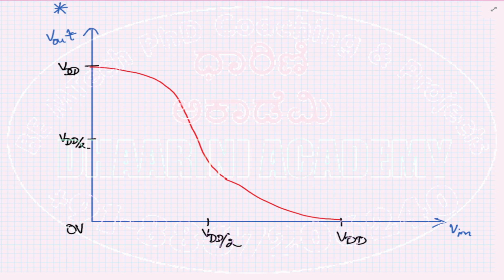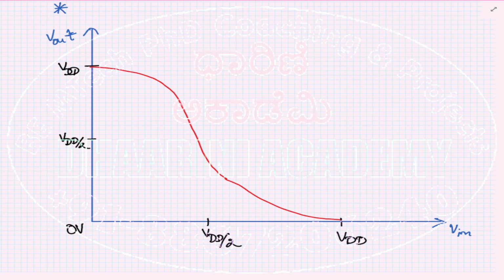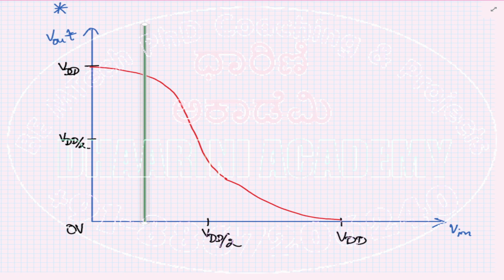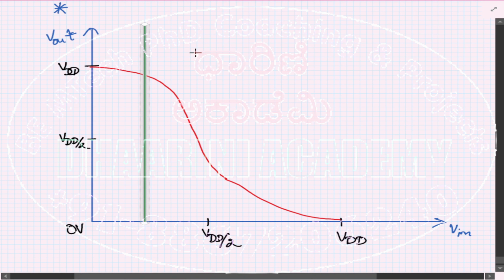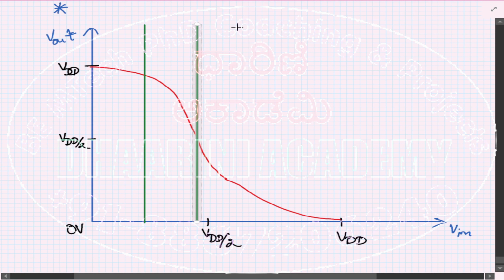But since our devices are actually still analog in nature, you see that there is a smooth transition happening. Okay, now let's divide this into different regions. I'll call this region number 1. Then I have region number 2, which is surrounding the area of VDD by 2. So this whole region is what I'm going to call region 2.